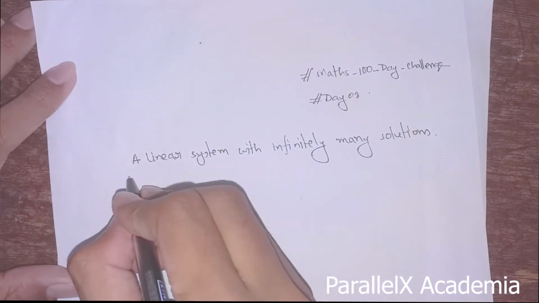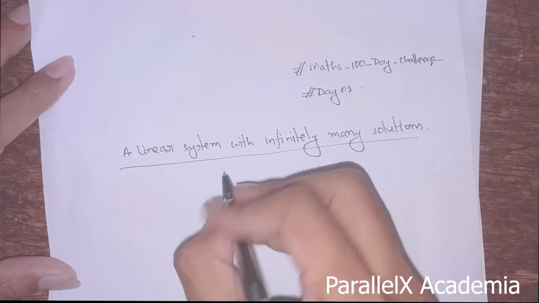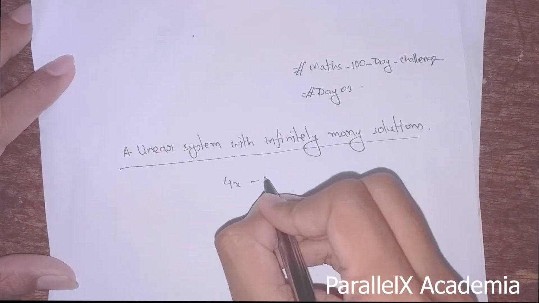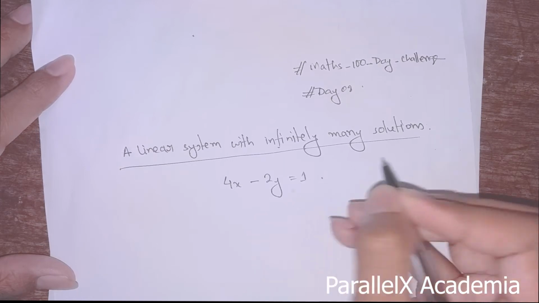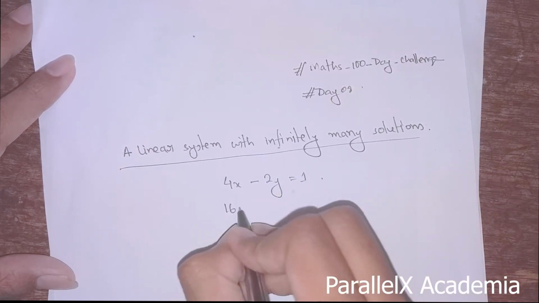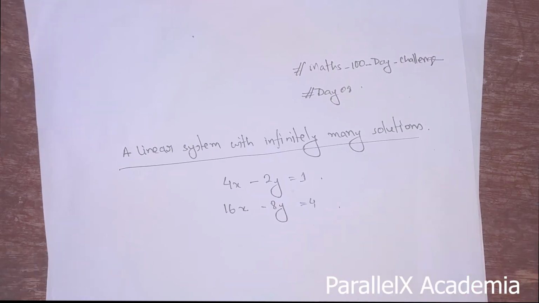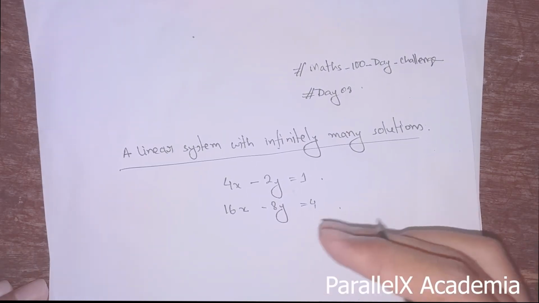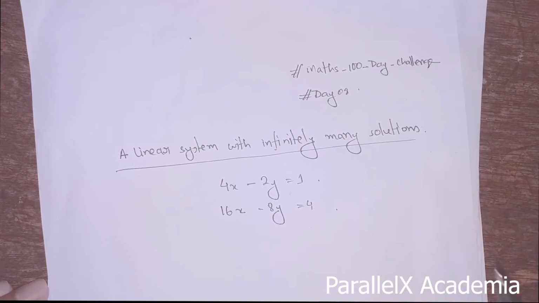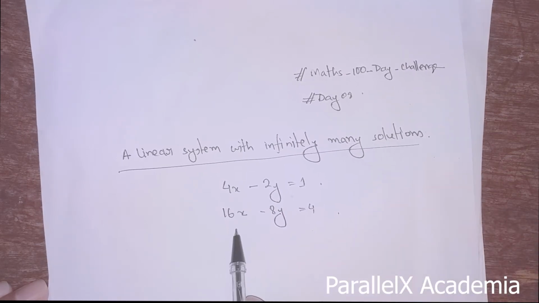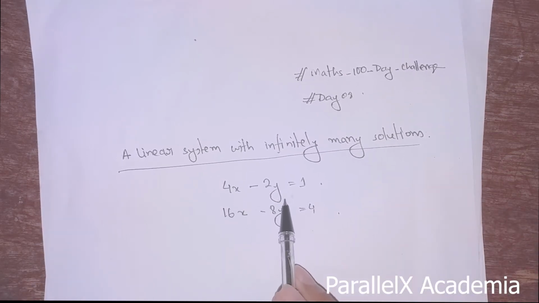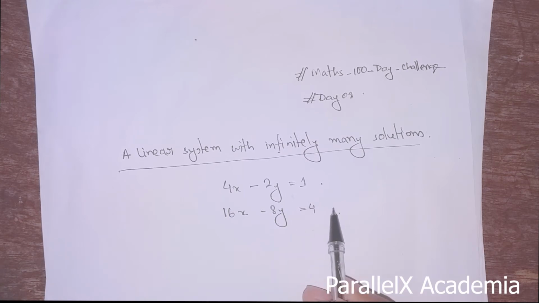Suppose we have two equations. These are 4x minus 2y equals 1 and 16x minus 8y equals 4. Now, if you look closely at these two equations, this second equation is 4 times the first equation, isn't it? Yes, this is 4 times the first equation.